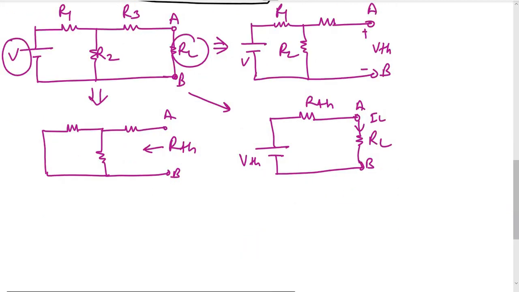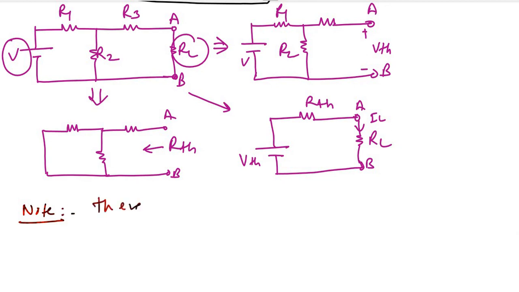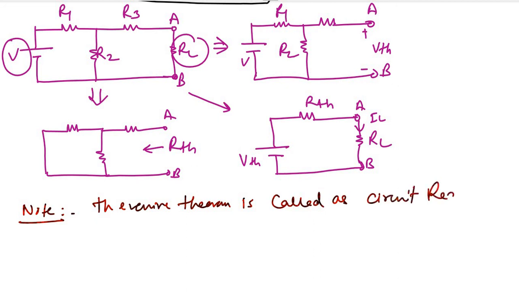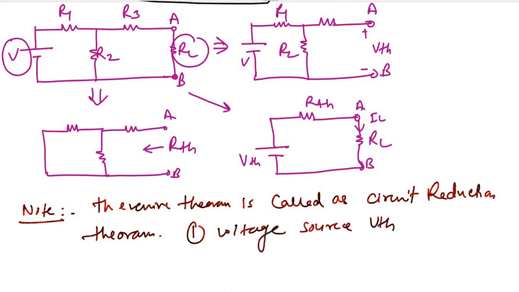And we have to note this point, Thevenin's theorem is called a circuit reduction theorem. That means by using Thevenin's theorem, we can reduce the circuit into one voltage source, VTH, and one resistance, called RTH.